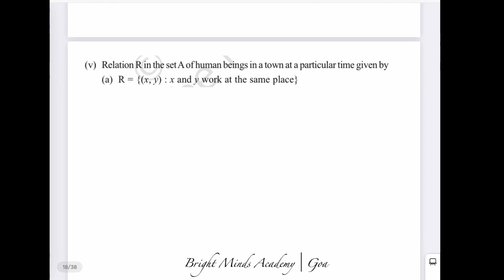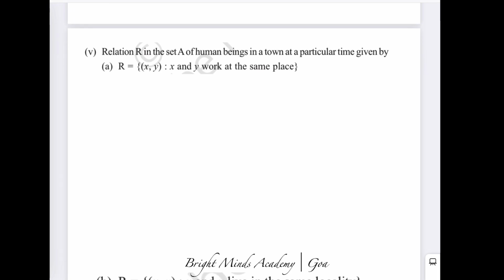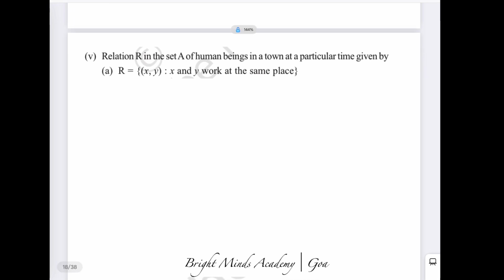This is the next question that we have right here. The relation R in the set A of human beings in a town at a particular time is given by. So the set A that we are interested in here is the set of human beings in a town. The relation R defined here is the ordered pair (x, y) such that x and y both work at the same place.